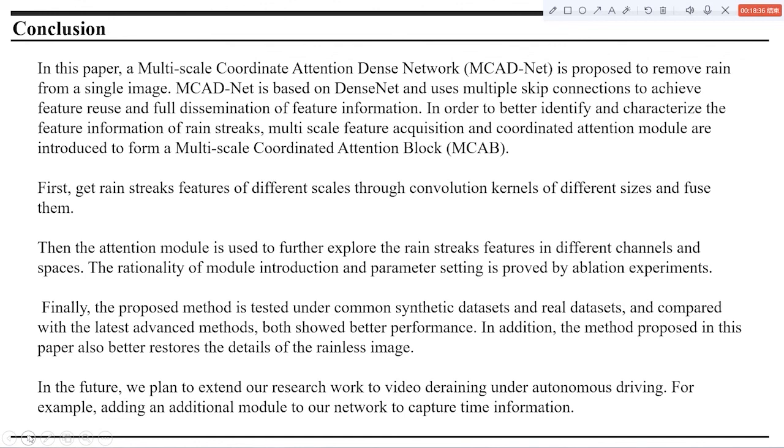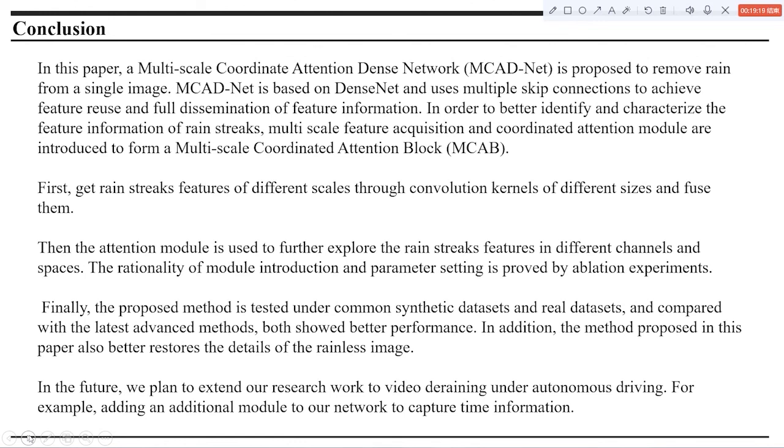The rationality of model introduction and parameter setting is proved by ablation experiments. Finally, the proposed method is tested on the common static datasets and real datasets, and compared with the latest advanced methods. Both showed better performance. In addition, the method proposed in this paper also better restores the details of the rainless image. In the future, we plan to extend our research work into radar deraining on autonomous driving.